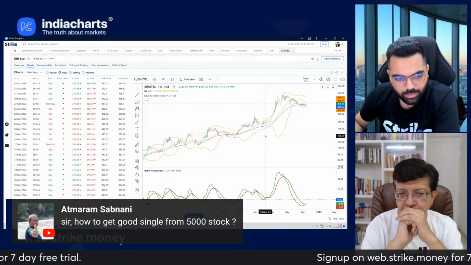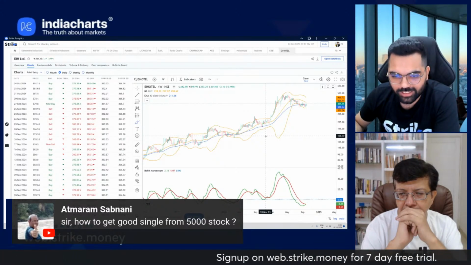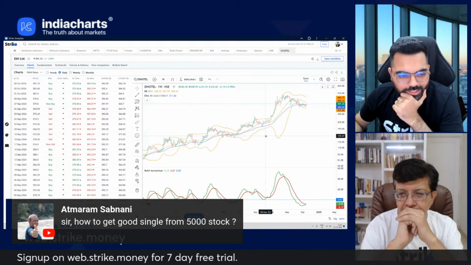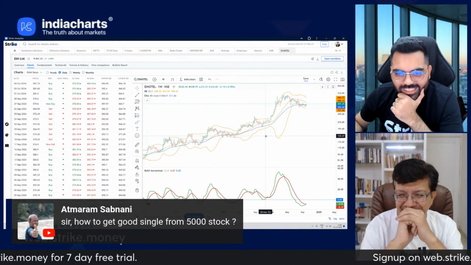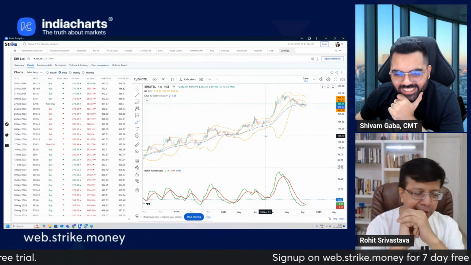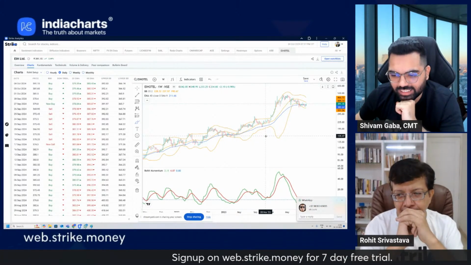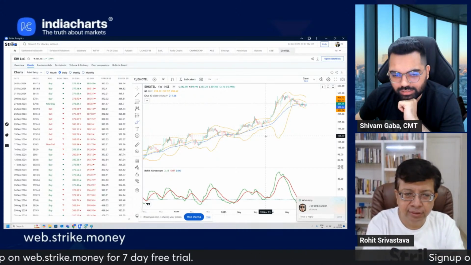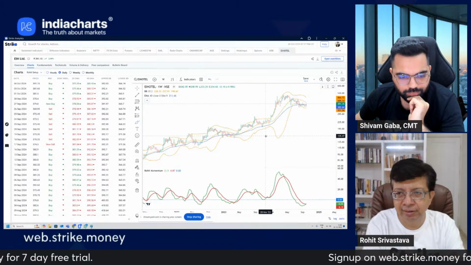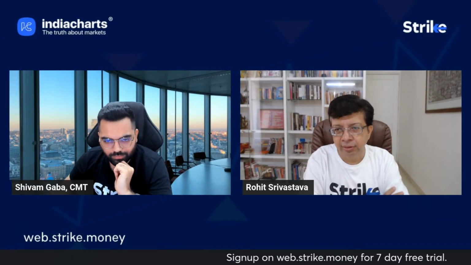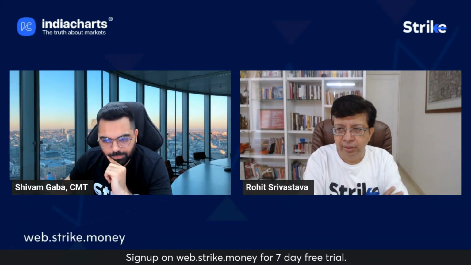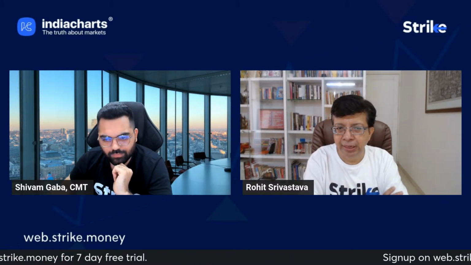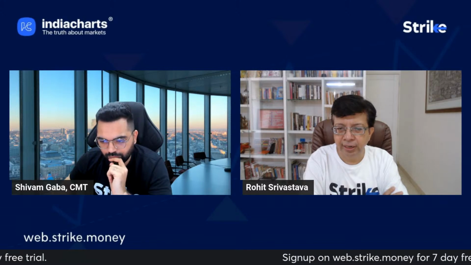How to get good signal from 5,000 stocks? Yeah, so it requires another session of scanning. I'm not going into scanners right now, but we have scanners on the tool. In fact, you can go to the technical scanners and look for stocks that are trending, that are holding above a certain level over a period of time, and that can speed up your process of finding stocks.